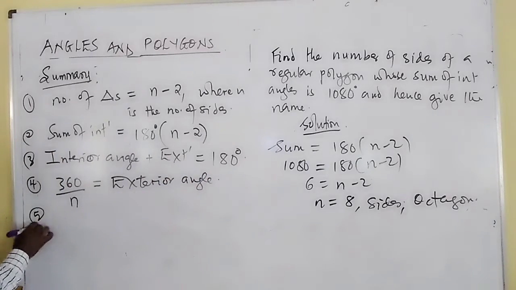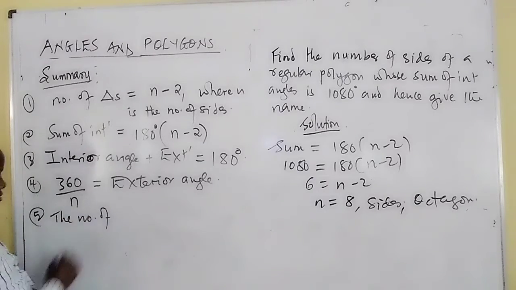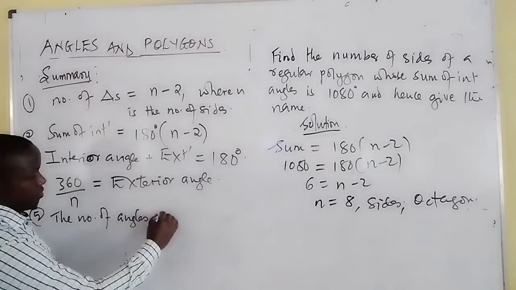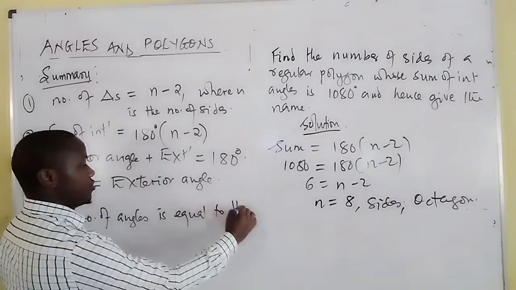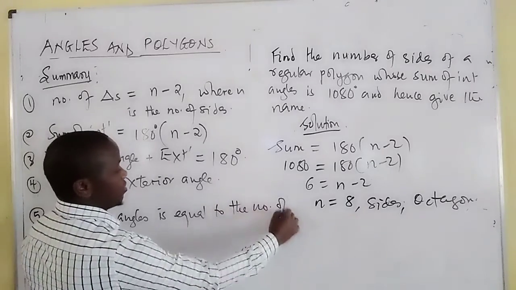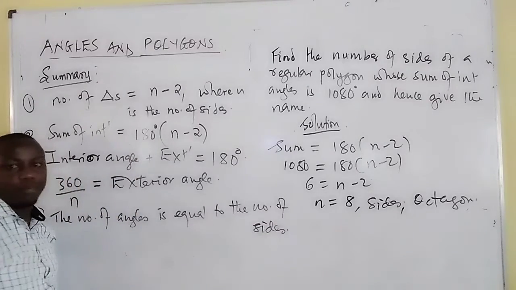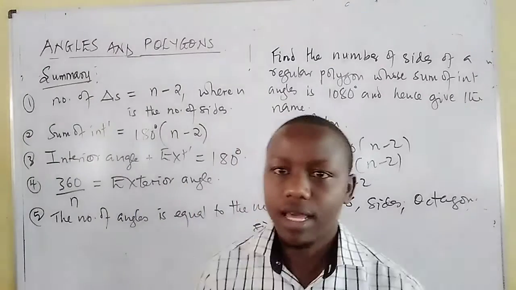And lastly, we said that the number of angles is equal to the number of sides making up a polygon. So that is all about polygons.